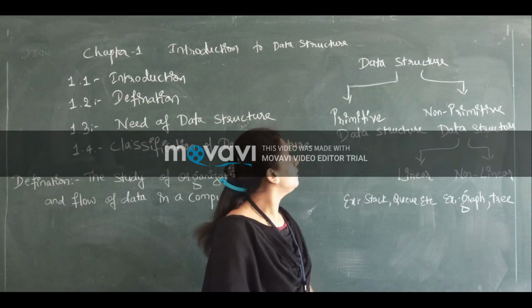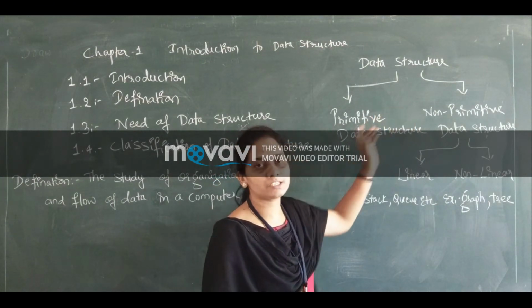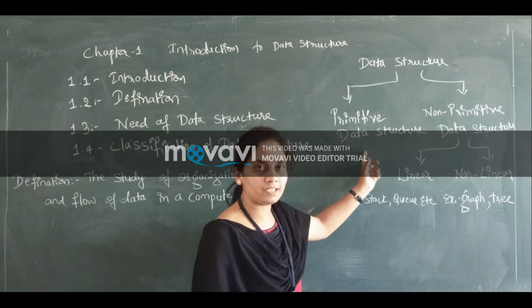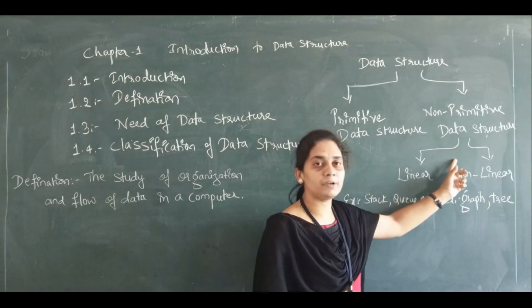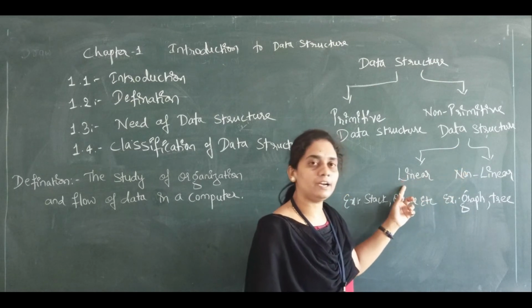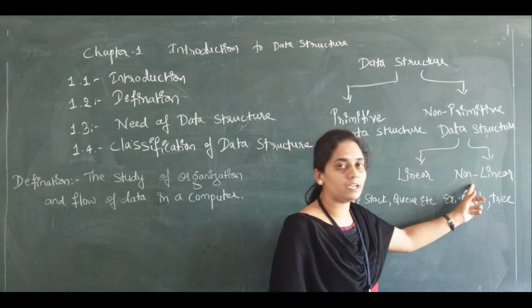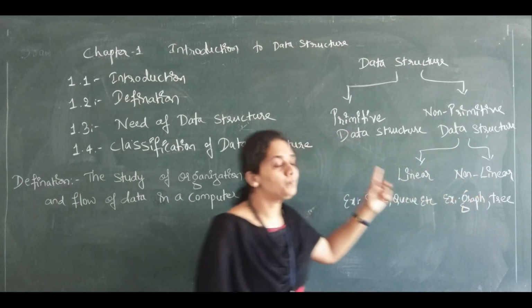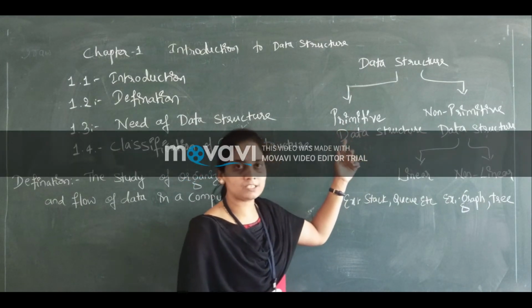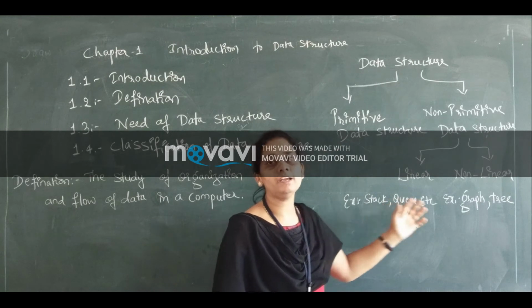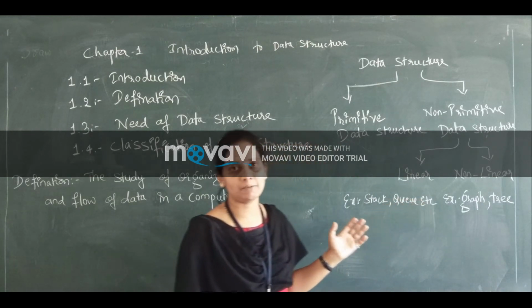Next, we are going to study classification of data structure. Here we can see the data structure is classified into primitive data structure and non-primitive data structure. Again, non-primitive is divided into linear data structure and non-linear data structure. We are going to study in detail what these primitive, non-primitive, linear and non-linear data structures are, with examples.